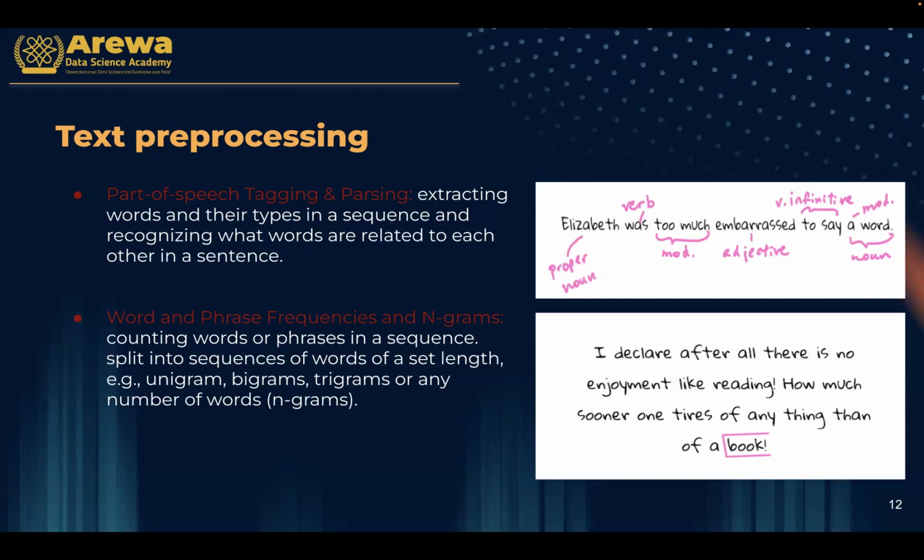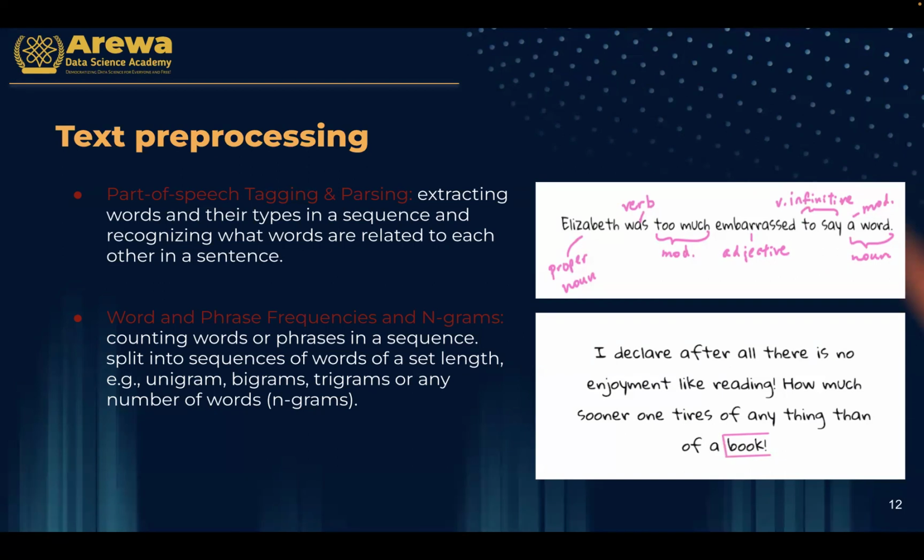So if the sentence here says, "Elizabeth was too much embarrassed to say a word," you know that a word is what Elizabeth was trying to say, but she was too embarrassed. That means Elizabeth is embarrassed and she's not able to say that word. "To say" is the infinitive verb. "Too much" is qualifying the adjective. The level of embarrassment is too much, and she was embarrassed in the past. So all of these things, the model should be able to know before it even understands and processes your text.